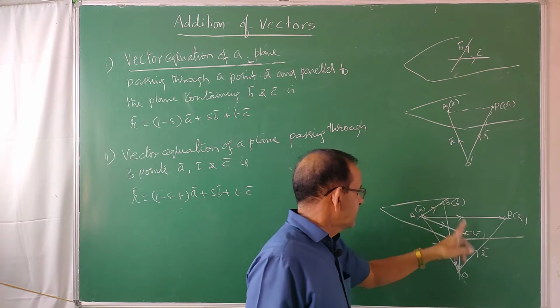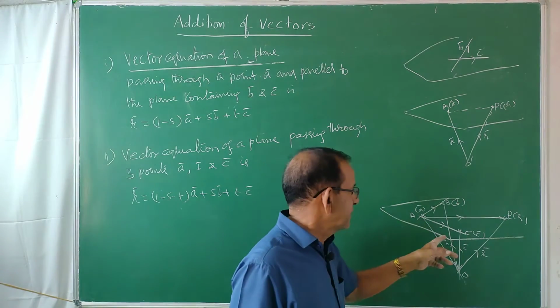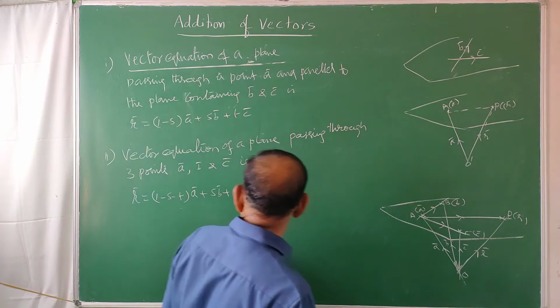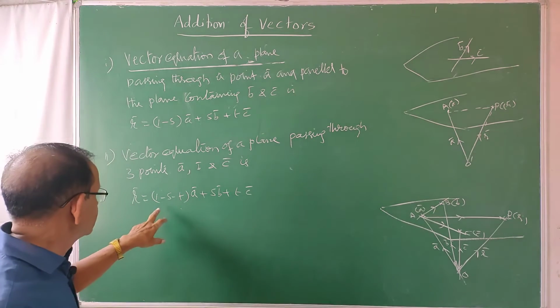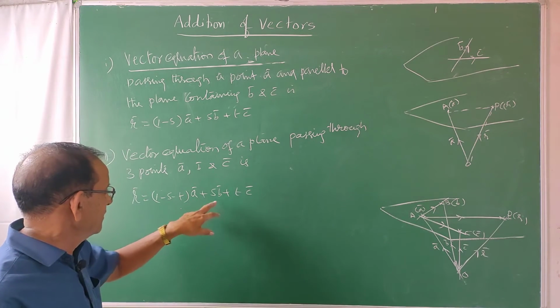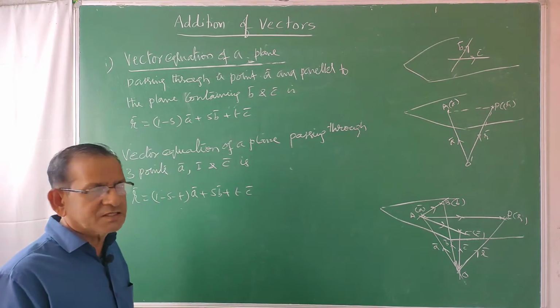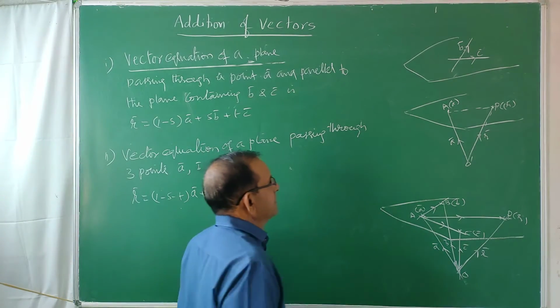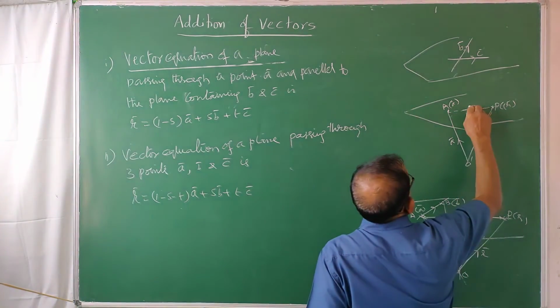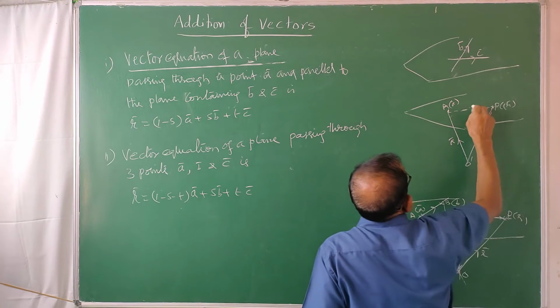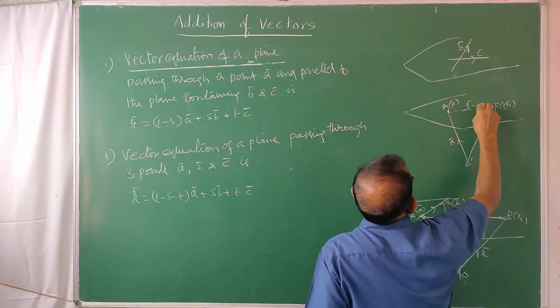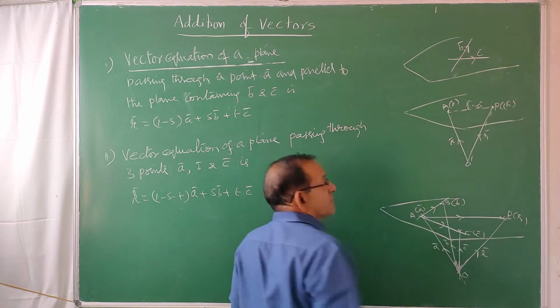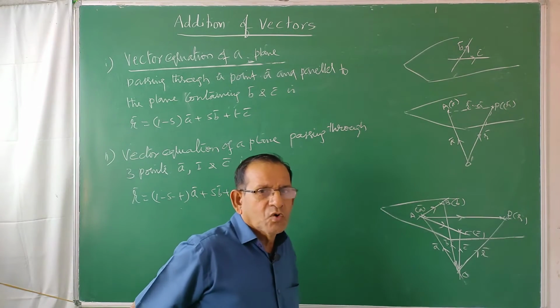a bar, b bar, c bar are 3 points on the plane. Then the vector equation of this plane is r bar is equal to (1 minus s minus t) a bar plus s b bar plus t c bar. Now here AP bar, which is r bar minus a bar, b bar and c bar will be taken as coplanar vectors.